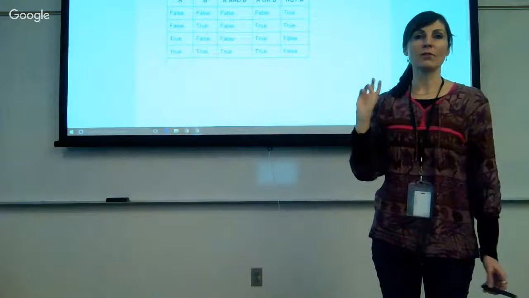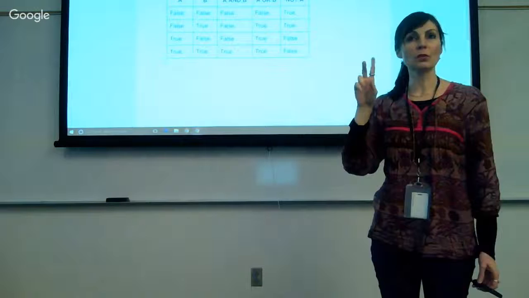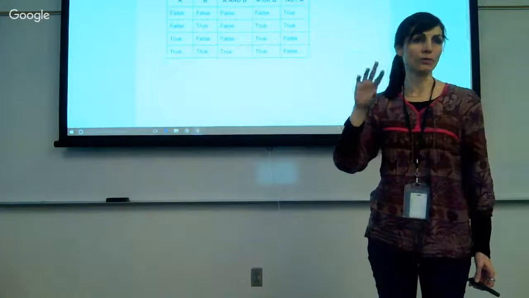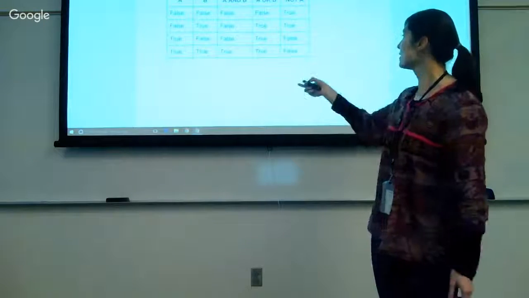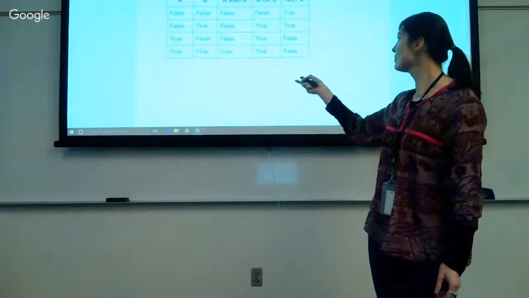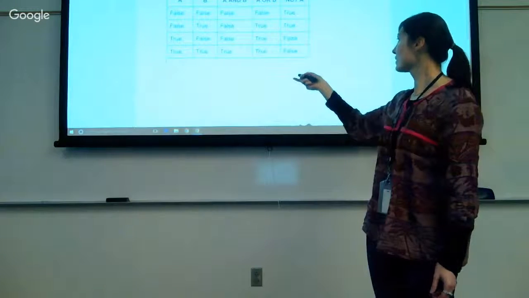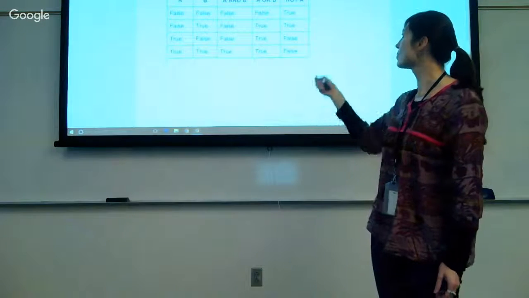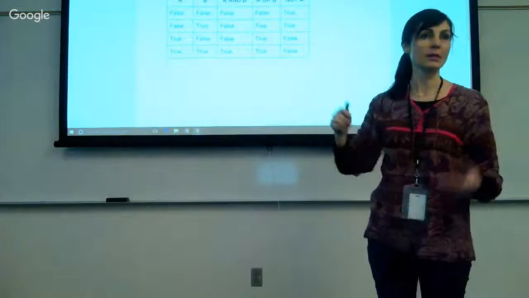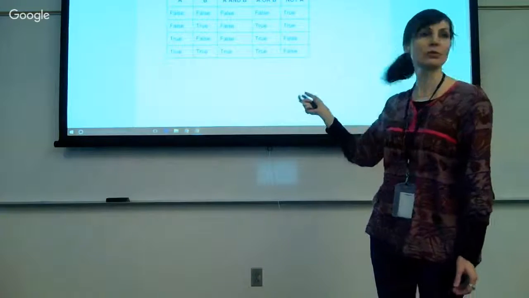In other words, for a statement to be true with the AND, they both have to be true. Otherwise, it's false. Again, if you have one false and one true, that's going to result in false. And again, a true and a false results in false. So the only case when an AND ends up being true is if they are both true.